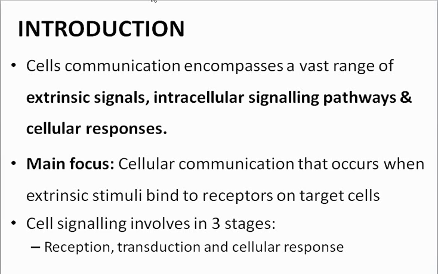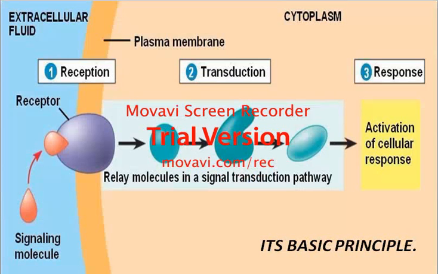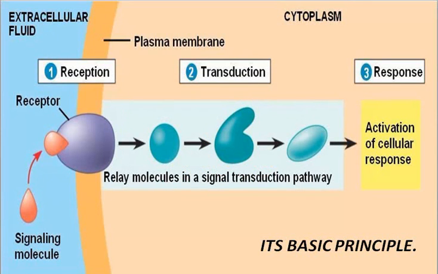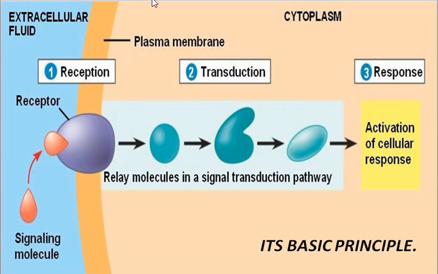Cell signaling involves three stages, which are reception, transduction, and cellular response. These are the basic principles. Regardless of what type of cellular signaling, they will be experiencing the same thing over and over again: reception, transduction, and response. The only thing that differs them is the distance that the signal travels through the organism to reach the target cell.